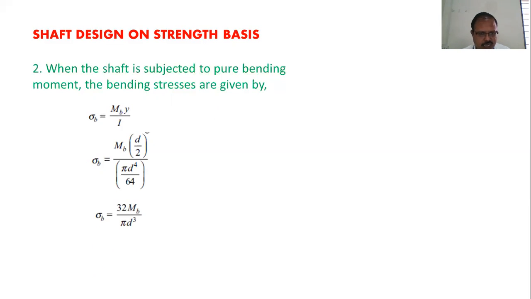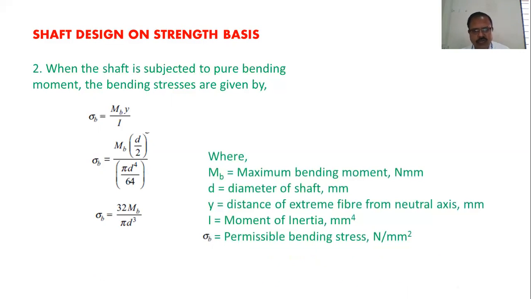Simplifying the things, we can get this equation: sigma b is equal to 32 Mb upon pi d cube, where Mb is the maximum bending moment, d is the diameter of the shaft, y is the distance of extreme fiber from neutral axis, and I is the moment of inertia. Again here, the permissible bending stress sigma b is calculated as SYT divided by factor of safety.